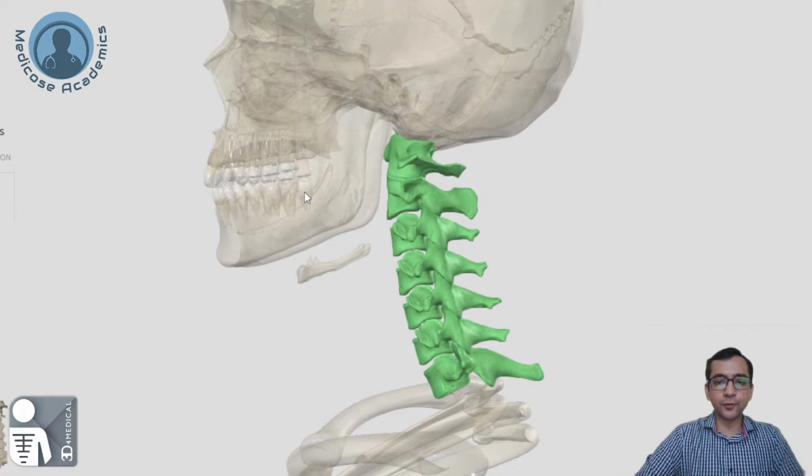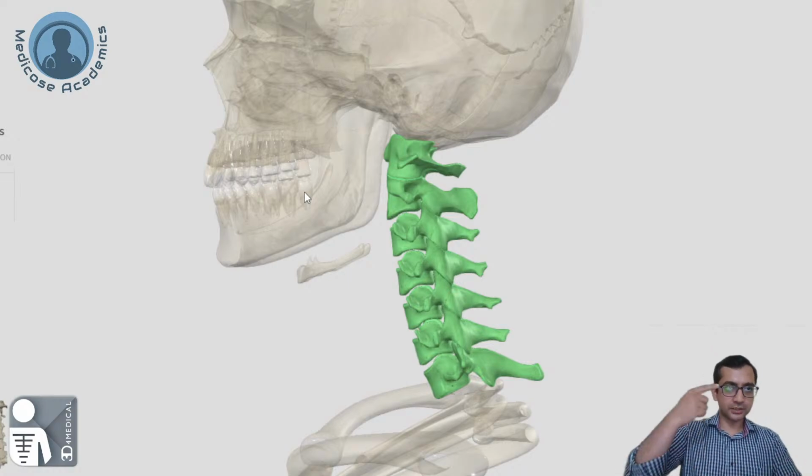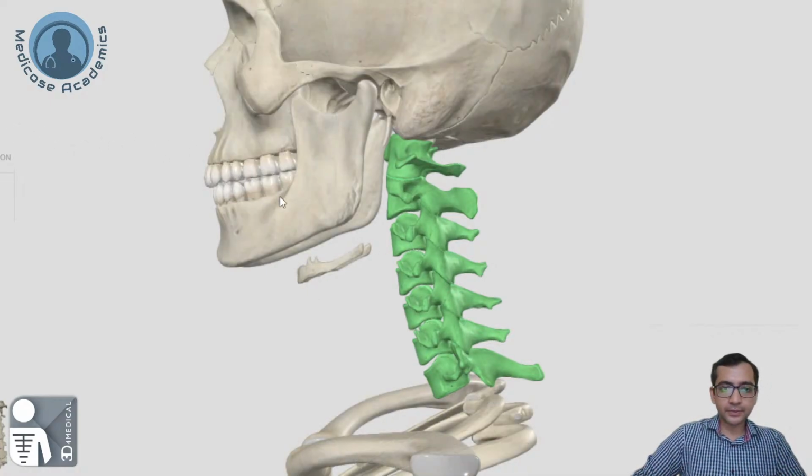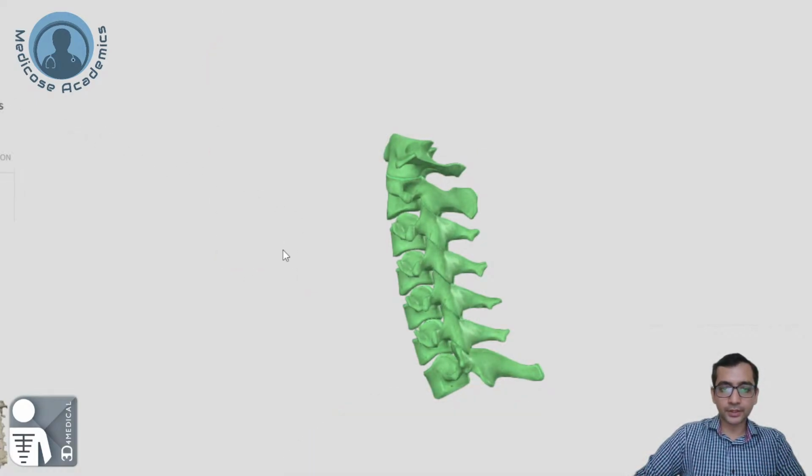I want to bring your focus to the curvature. The cervical vertebra is curving forwards. It is convex in the front aspect, concave on the back aspect, and so this is it. So let me get out the other things.